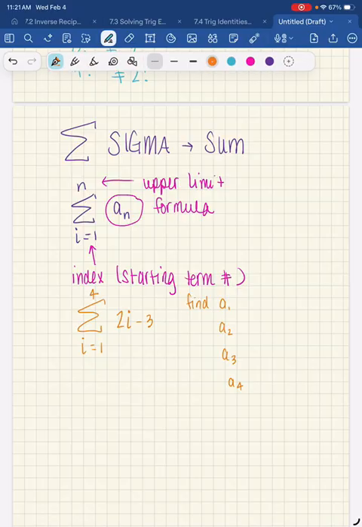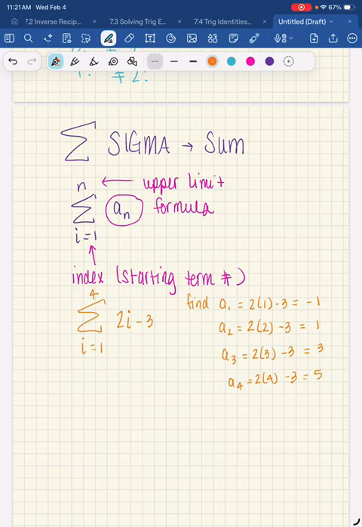Okay, so A sub 1. I'm going to plug in 1 for I, multiply it by 2 and subtract 3, and that's going to be negative 1. And then I'm going to plug in 2. So that's going to be 2 times 2 minus 3, which is 1. And then I'm going to plug in 3, which is 2 times 3 minus 3, which is 3. And then I'm going to plug in 4, which is 2 times 4 minus 3, which is 5.